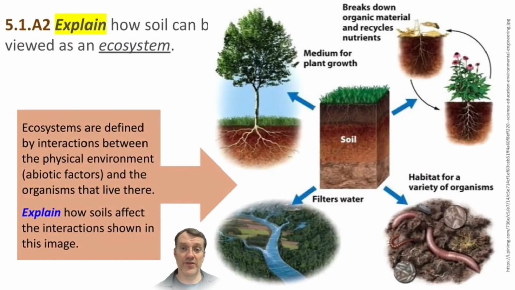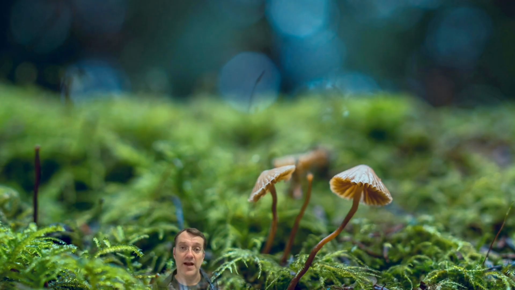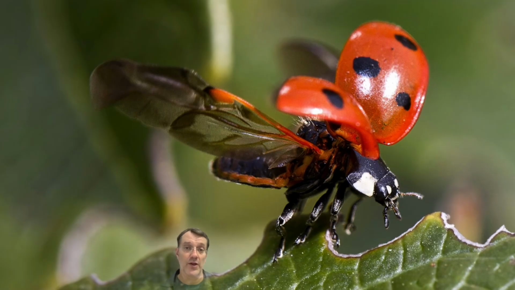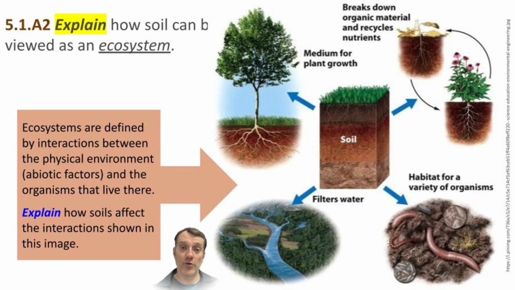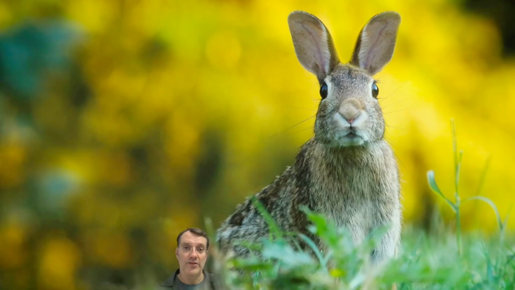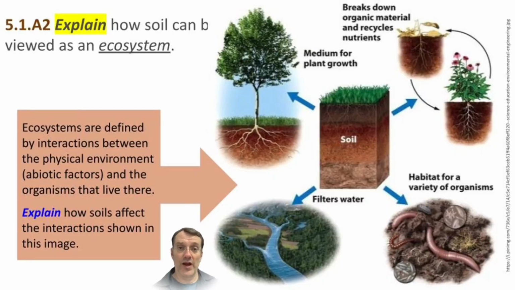The biotic components of soil ecosystem are all of the organisms that live within the soils. Some of those may be fungi, some will be invertebrates. You'll have a bunch of bacteria, but you also might have some more complex organisms like vertebrates such as rodents, rabbits, moles that burrow through the soil.